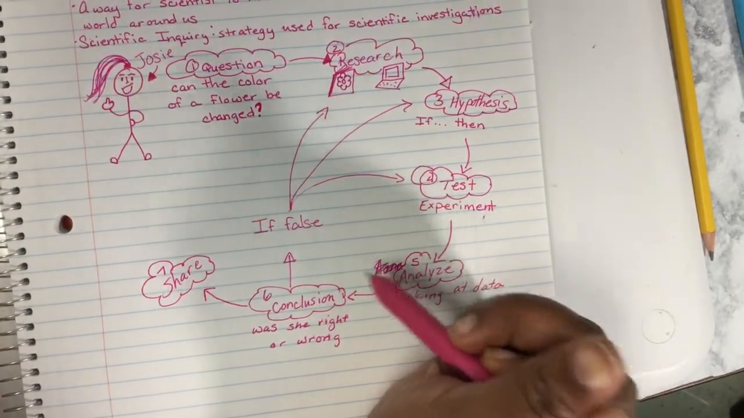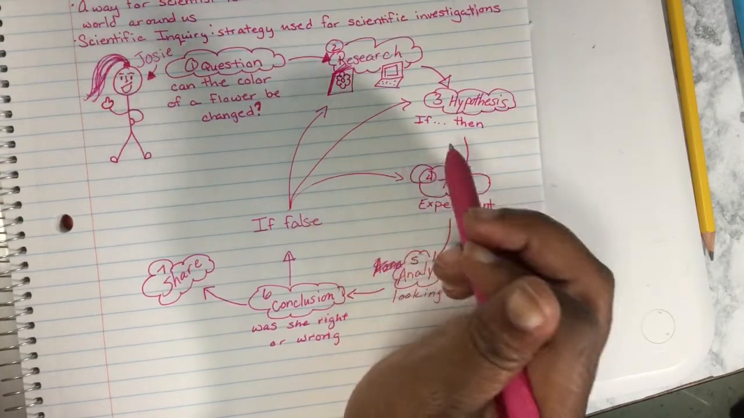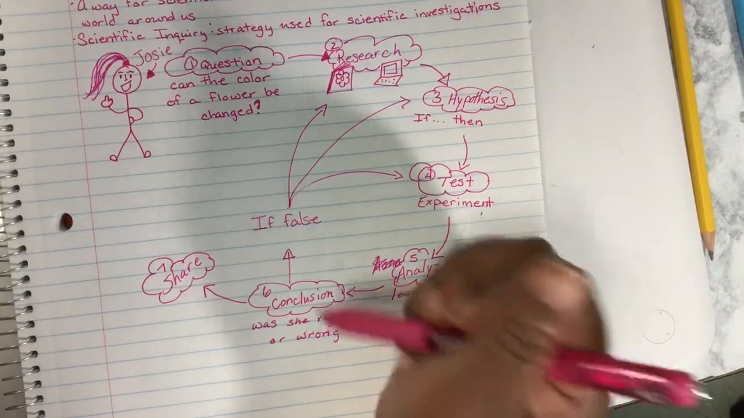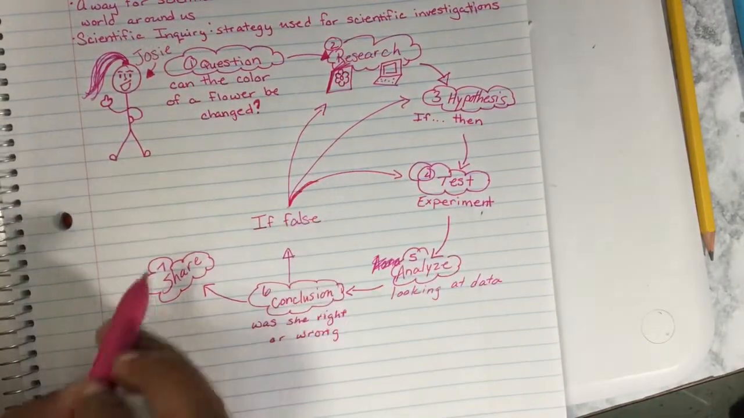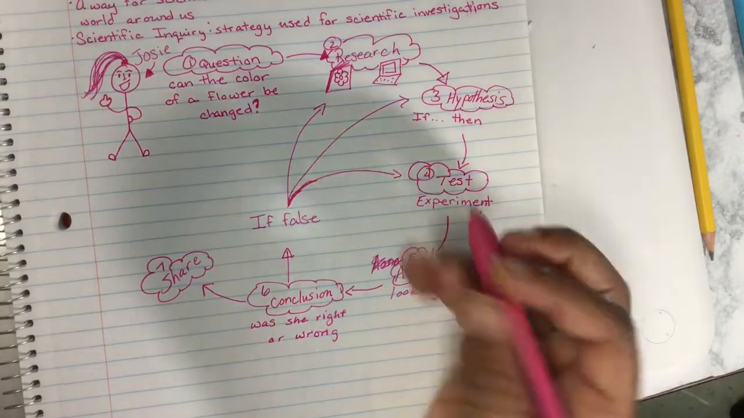If it keeps coming out false, she knows there might be a problem up here in her research or in her hypothesis, and she's going to need to change that. This could also change the things that she shares. She should tell you if she tried something else and it was wrong, so that other people know, I shouldn't do it that way.